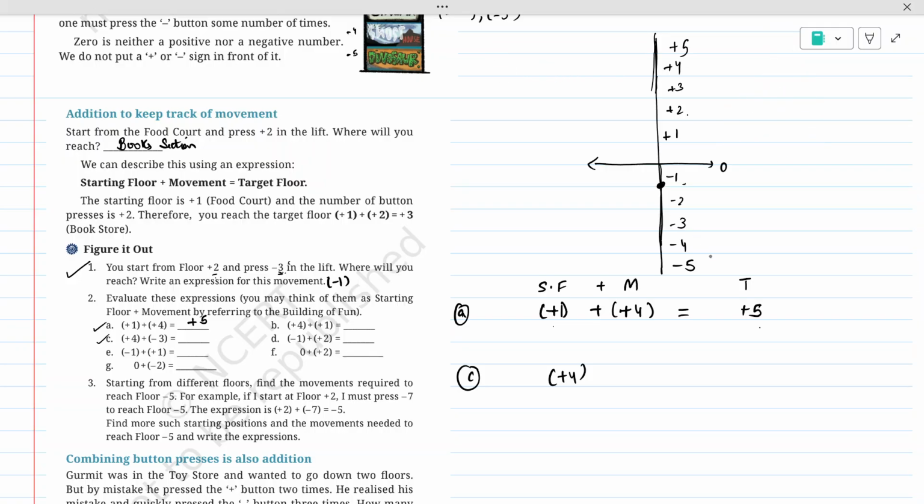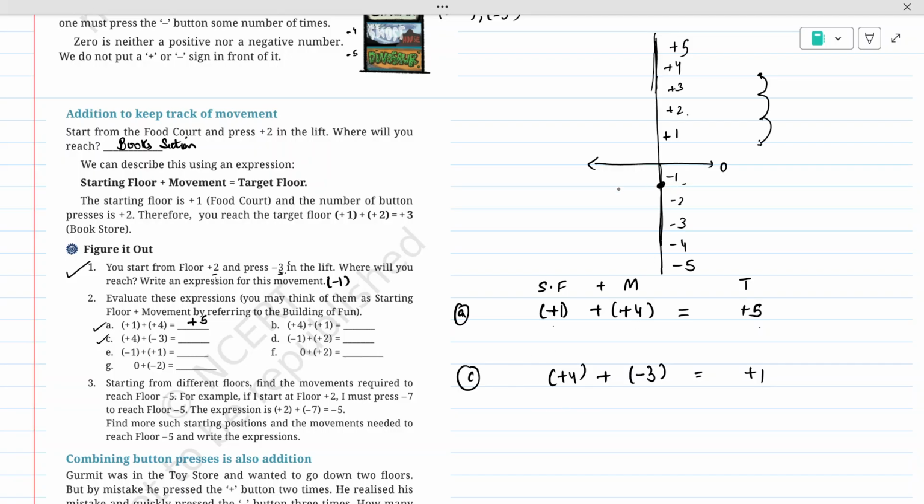Okay, so here my starting point is plus 4, which means we are standing here, and then we are adding a movement of minus 3 to it. Minus 3 means we are going down. And how many steps? 3 steps. So 1, 2 and 3. That means we are reaching plus 1 here. Also, 4 minus 3 will give you 1.